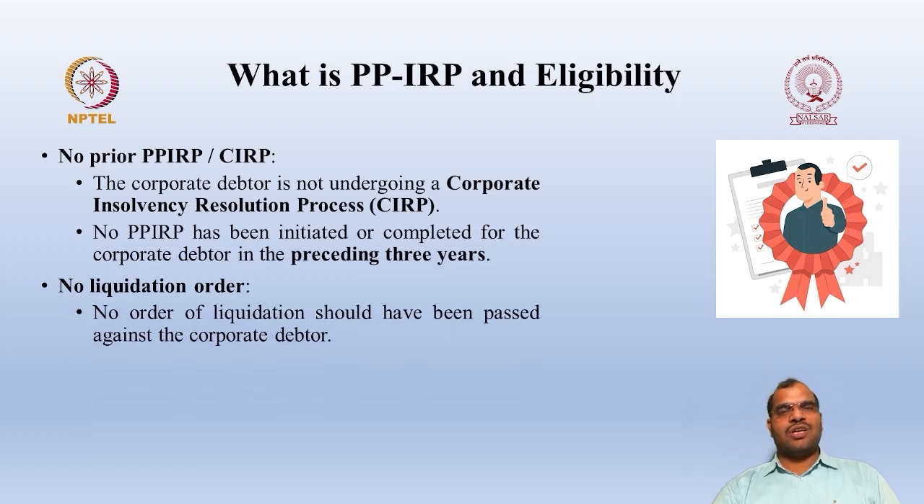Then no liquidation order. Another condition is that no order of liquidation should have been passed against the corporate debtor. If a liquidation order is passed against the corporate debtor, then you cannot go for PP-IRP.